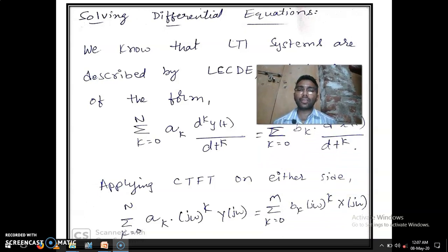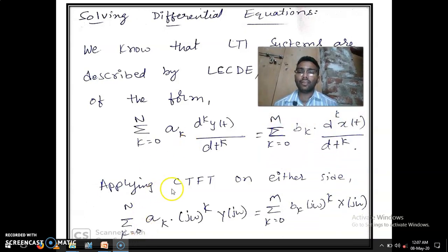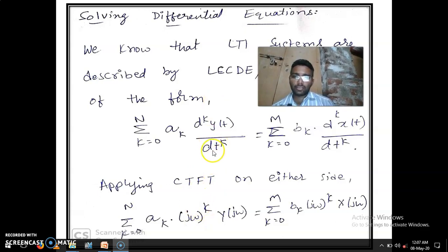Now we take the continuous time Fourier transform on either side of this expression. Using the differentiation property of the continuous time Fourier transform, the Fourier transform of d by dt of y of t is j omega into Y of j omega. So if I differentiate this k times, then I will obtain j omega to the power k multiplied with Y of j omega. Similarly, the Fourier transform of d power k x of t by dt power k is j omega whole power k X of j omega. The continuous time Fourier transform obeys the linearity property, and hence we can take the Fourier transform inside this summation on either side. That is the reason why we are able to get this expression.